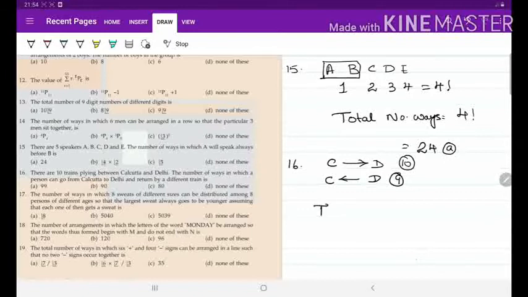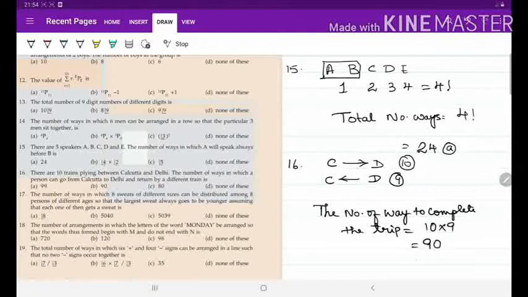Therefore, the number of ways by which the person completes the trip is equal to 10 into 9, which is equal to 90. Option B is the answer.